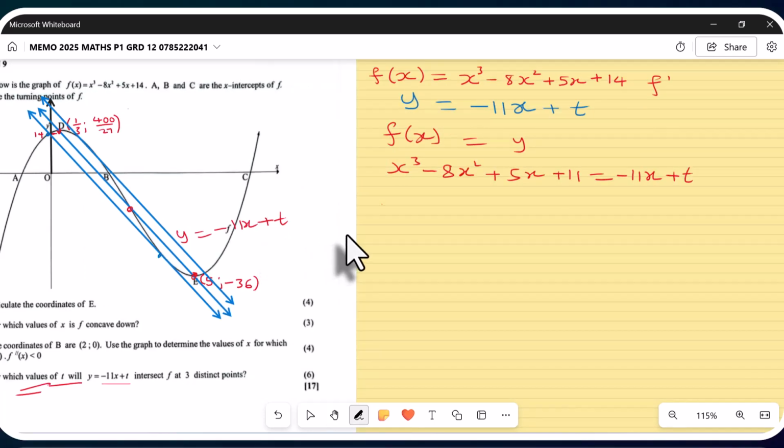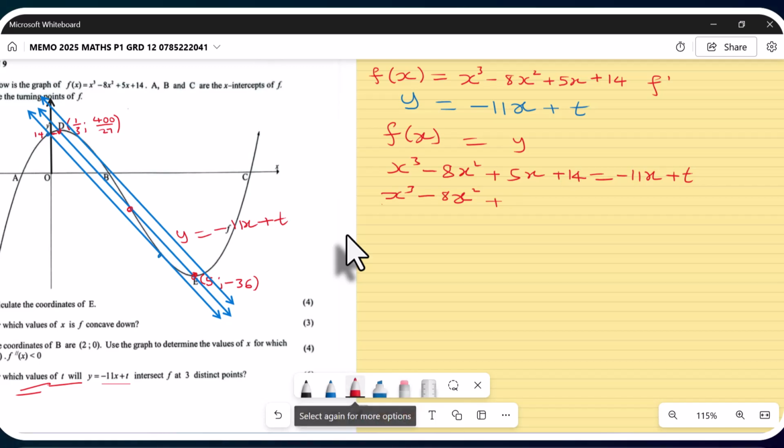But how do you find this x? At the point of contact, the function and the line have the same gradient. So in other words, my f derivative at x, I'm going to equate it to this negative 11, because they have the same gradient. So now differentiate: 3x squared, and then minus 16x, and then plus 5 equals negative 11.